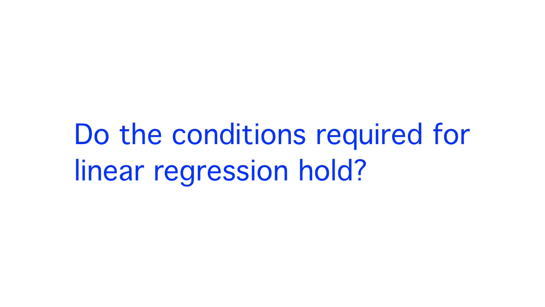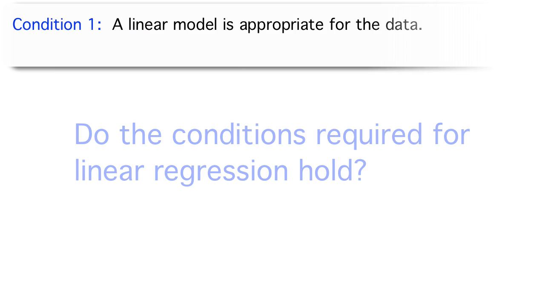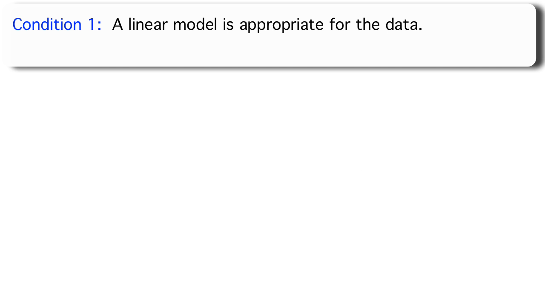Before fitting a line to our data, we have to consider whether a linear model makes sense to describe the relationship between y and x. If it doesn't make sense, then our R squared doesn't make sense, predictions don't make sense, and there's no point fitting a linear relationship to the data.